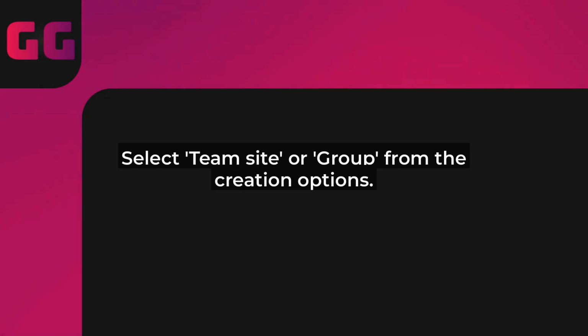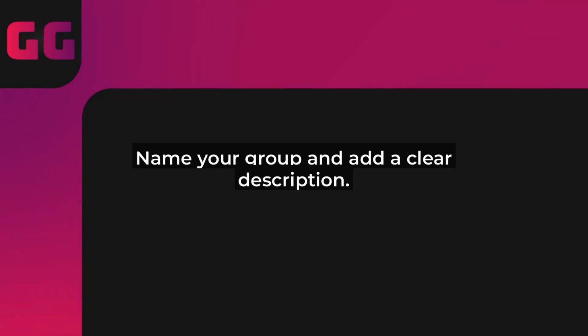Next, give your group a name and description. Make it descriptive so everyone knows its purpose right away. For example, if it's for a project team, name it something like Project X Collaboration Group. Then, set the privacy level. Choose private if it's for internal use only, or public if you want wider access.